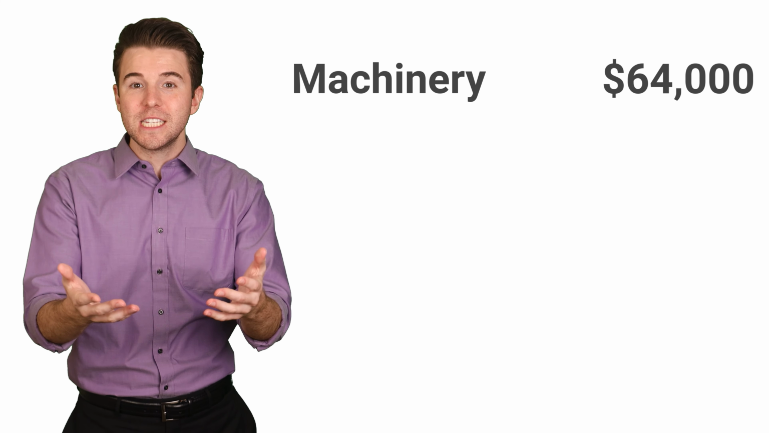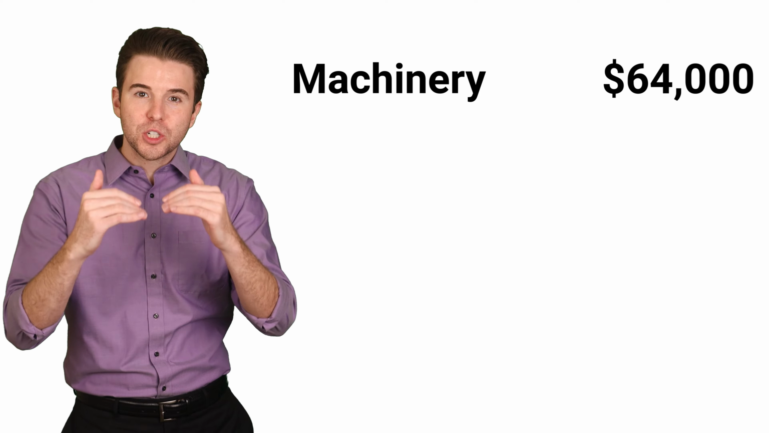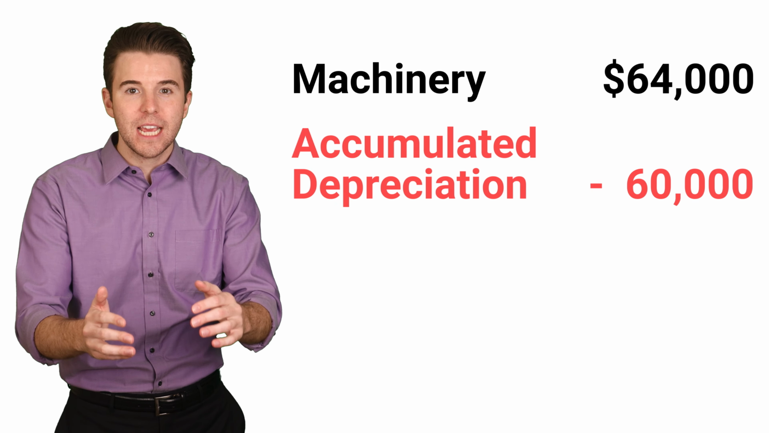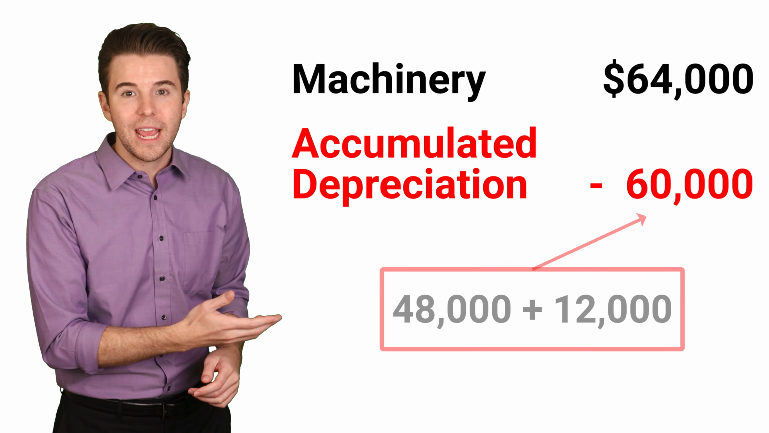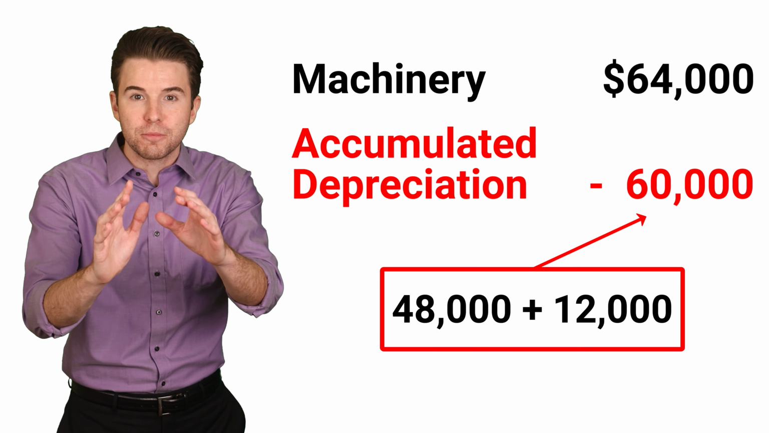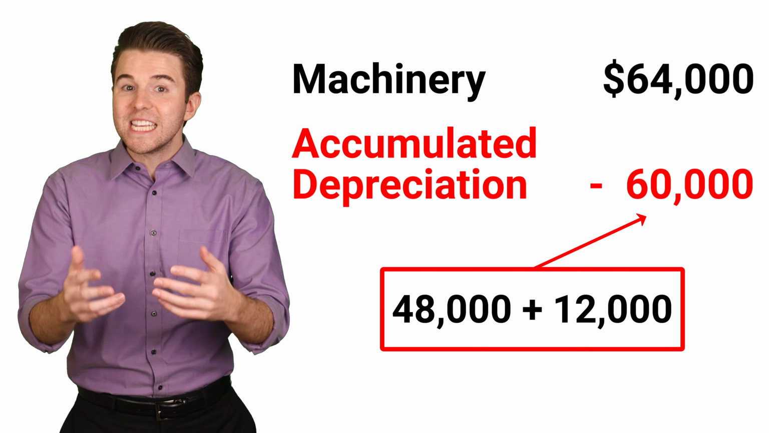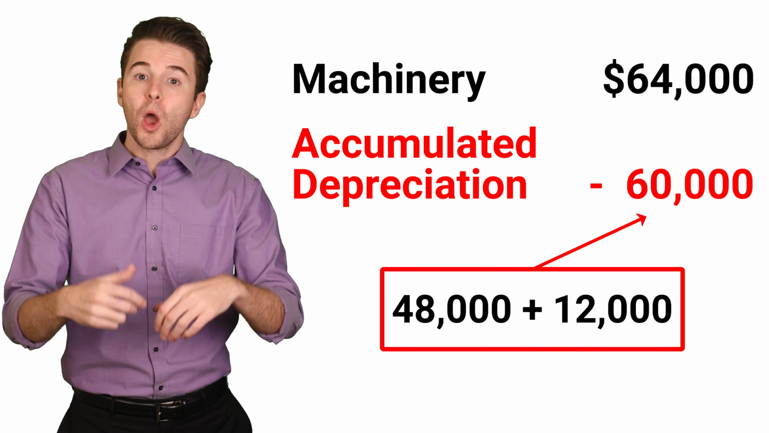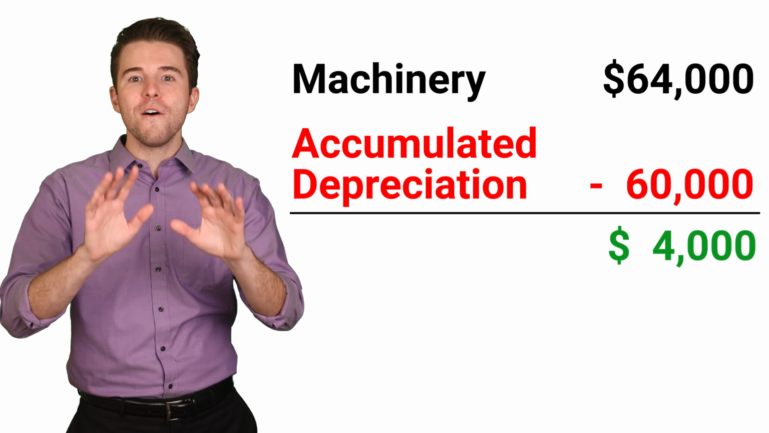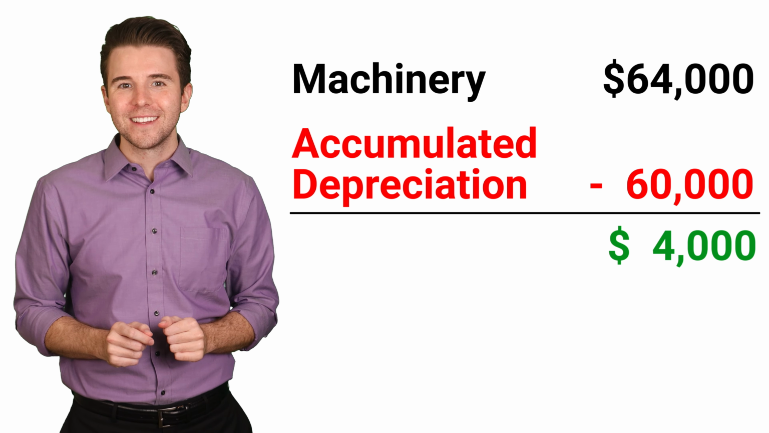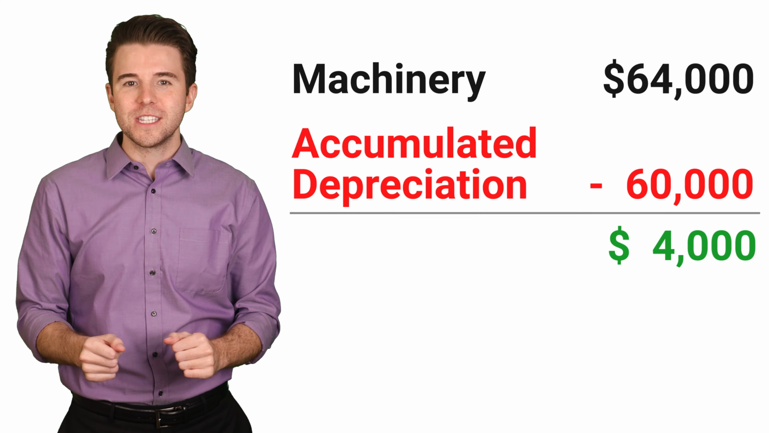Next, let's compute the machinery's book value after this entry. We take the machine's cost of $64,000 and subtract the accumulated depreciation of $60,000, which was computed as $48,000 of previously recorded depreciation, plus the $12,000 of depreciation we just recorded. This gives us a machinery book value of $4,000. Now we are ready to record the sale.